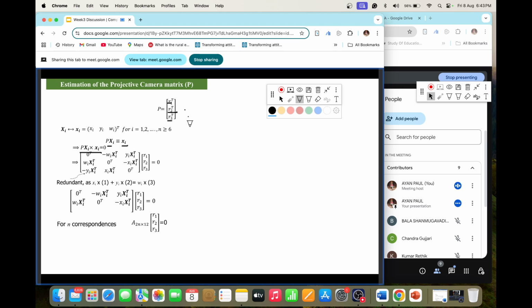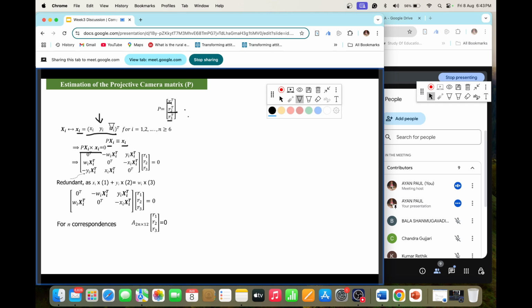So this is actually our 3 cross 4 matrix only. This we know, and we know the capital Xi, and we can multiply by Xi. So actually this is xi, yi, wi, our image point. Okay, that is capital Xi, and this small xi will comprise of xi, yi, wi.